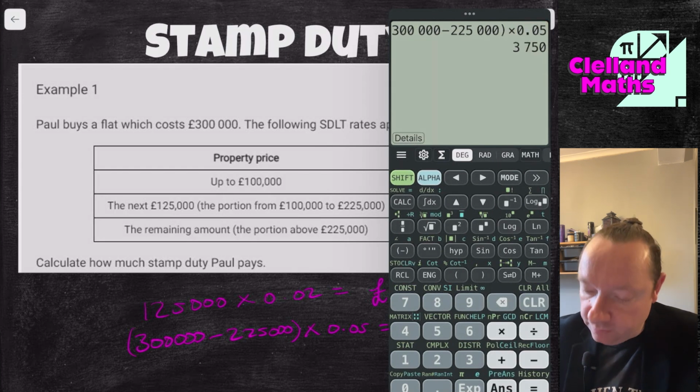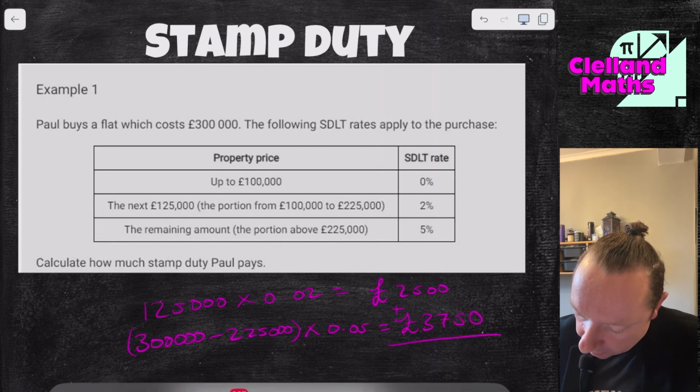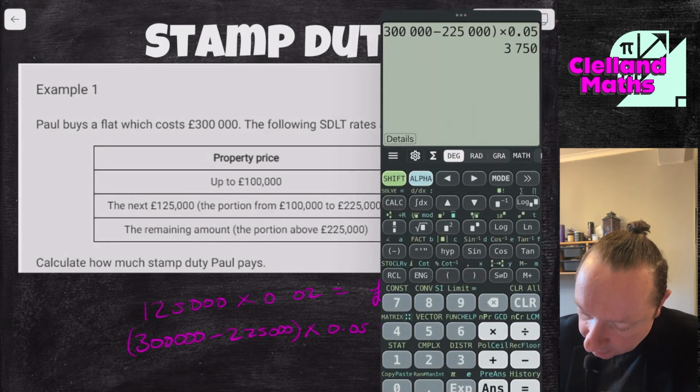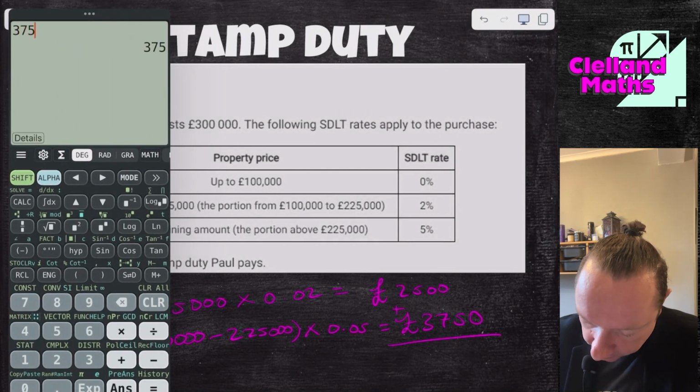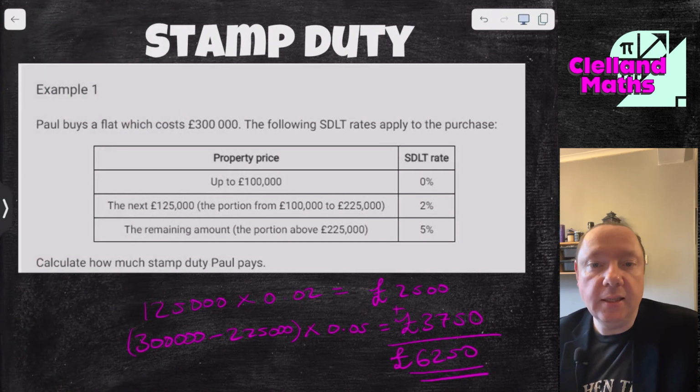That is 3,750. So in total, we need to add these together. So again, always use a calculator, don't make a mistake. 3,750 plus 2,500, we pay 6,250 for our stamp duty. Quite a lot of money in this example.